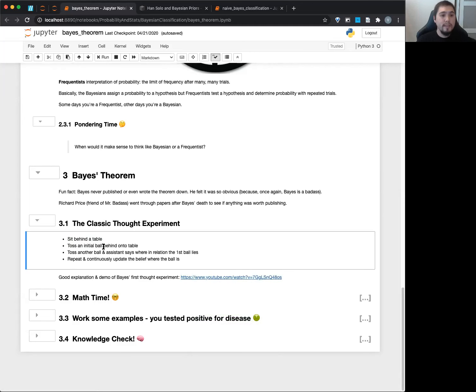Anyway, basically, Bayes thought of this scenario where he's sitting where I am, and there's a table behind him. He tosses a ball onto the table, which will land randomly somewhere on that table, and then an assistant says, okay, that's where the ball landed. Then Thomas would throw the ball again, and it would land somewhere on the table in relation to that first ball. When he first throws that ball, he doesn't know where it's going to land. It could be randomly anywhere on that table.